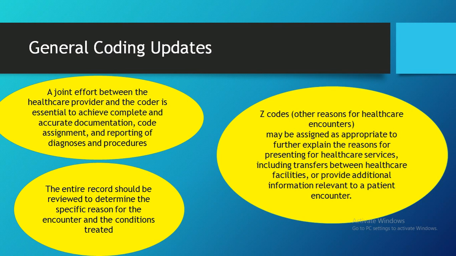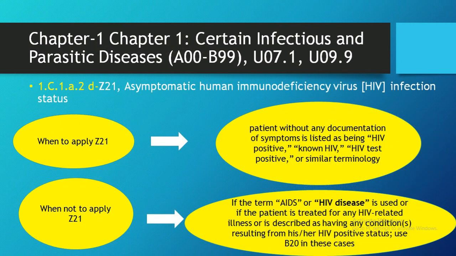And also Z codes. Z codes are used in general to explain the reason for encounter for healthcare services, including transfers from one healthcare facility to another facility, and why a patient is being transferred. Sometimes Z codes are used for encounters like that. The Z code gives relevant information about the purpose for which the patient is encountering the facility or hospital. So these are a few general coding updates. In the next session, we'll see the chapter updates one by one.